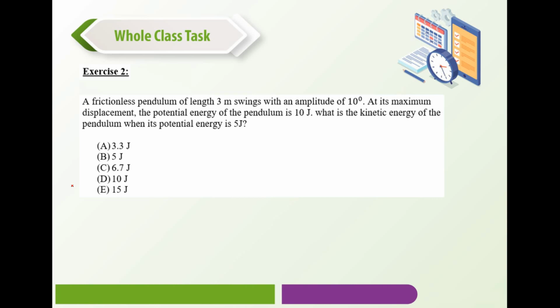Now, exercise 2: a frictionless pendulum of length 3 meters with an amplitude of 10 degrees. At its maximum displacement, the potential energy of the pendulum is 10 joules. So at max displacement, the energy is given by kinetic energy plus gravitational potential energy. We don't have elastic potential energy because you don't have springs. This is a pendulum. Now, because we are at the max displacement, the kinetic energy would be 0 because it momentarily comes to rest.